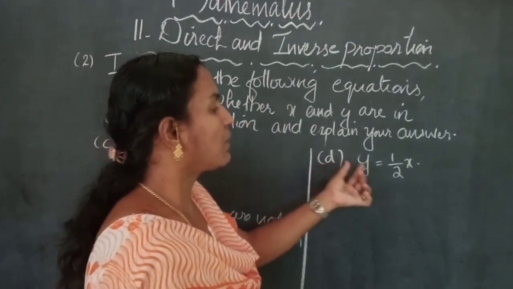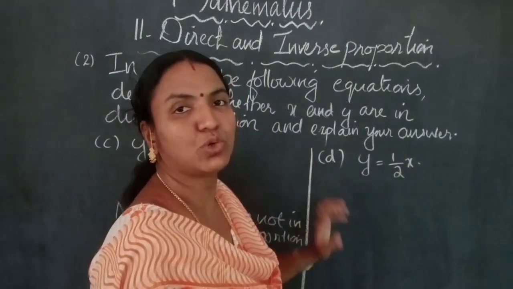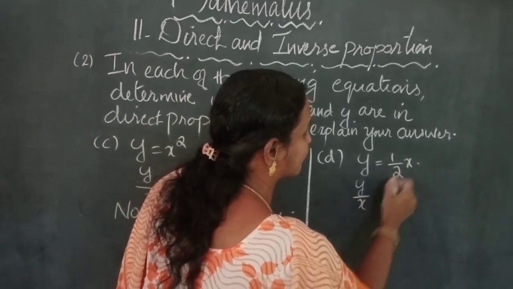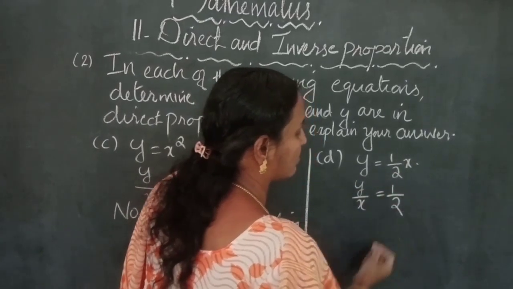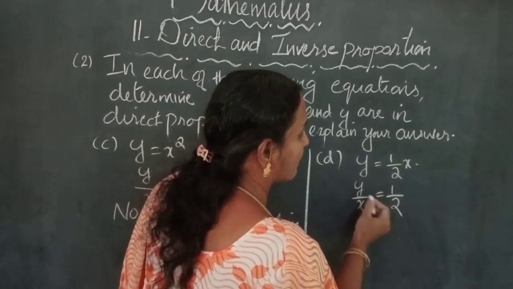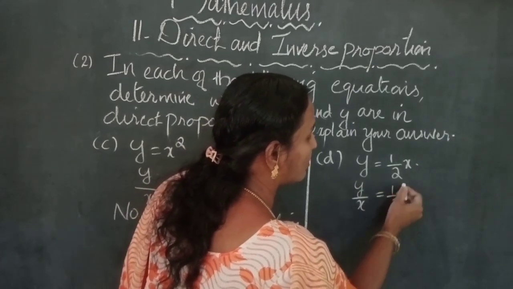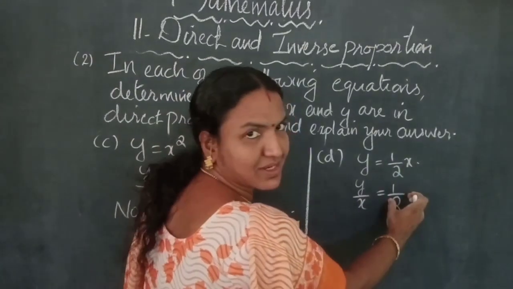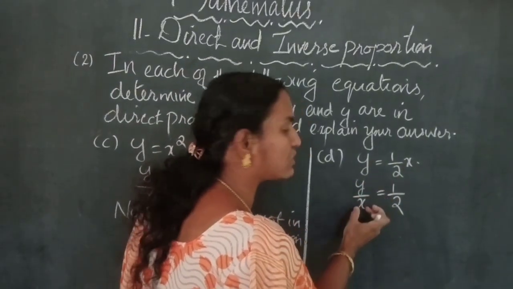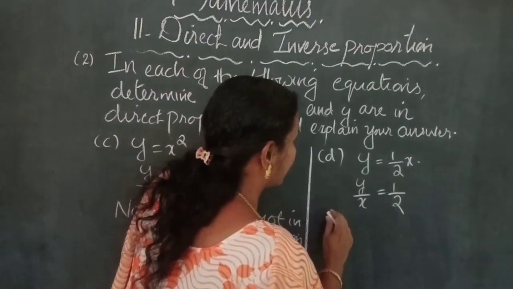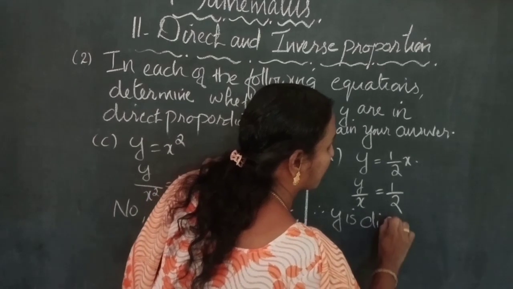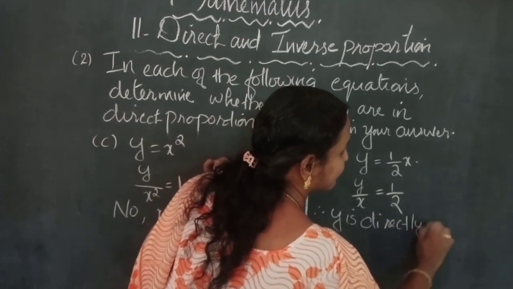Then option D, y is equal to 1 by 2 into x. Y is equal to 1 by 2 into x means y divided by x is equal to 1 by 2. By applying cross multiplication, y is equal to 1 by 2 into x. So y by x is a constant. So y is directly proportional to x. Therefore, y is directly proportional to x.